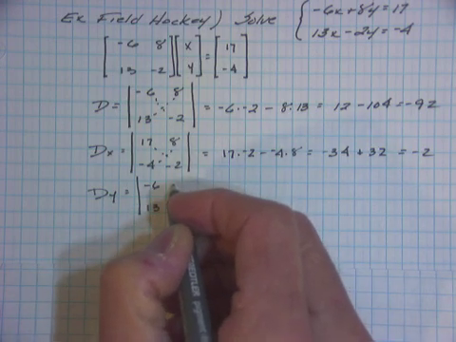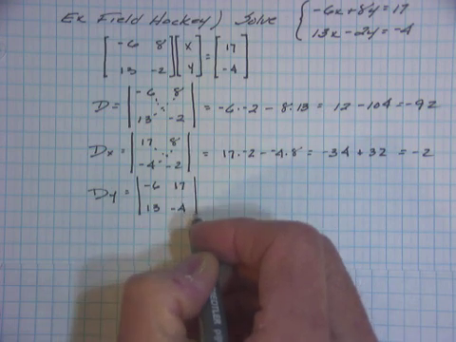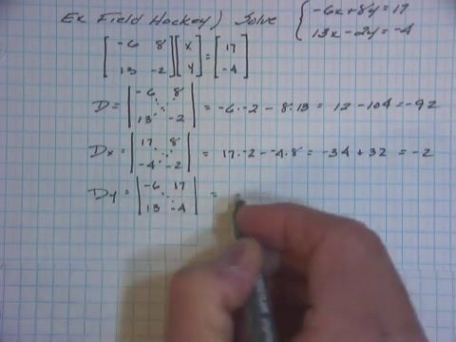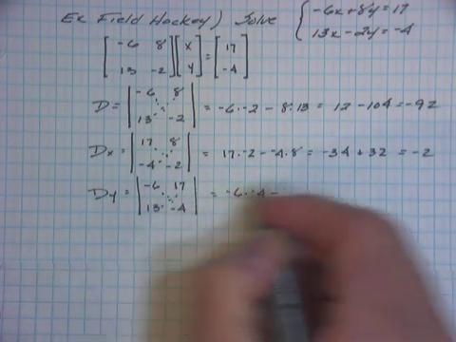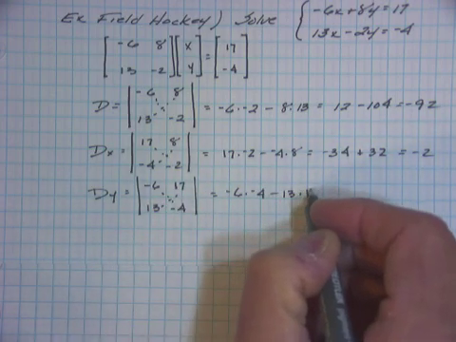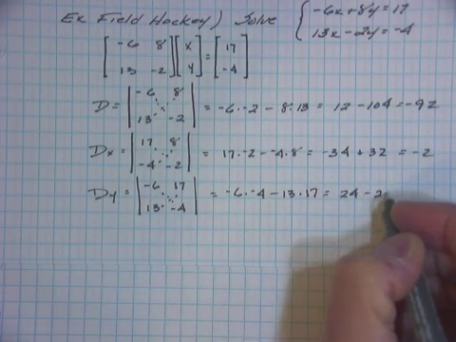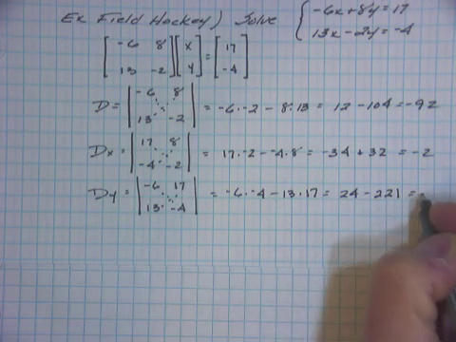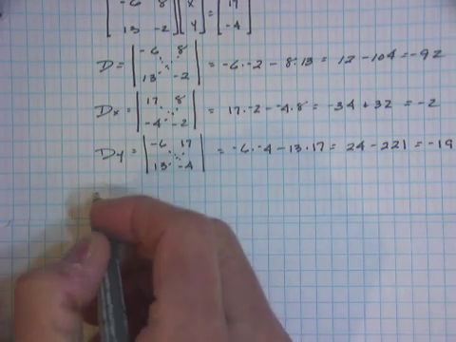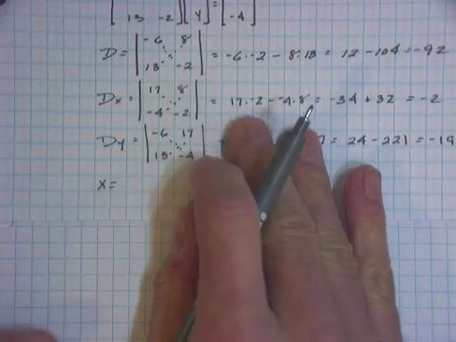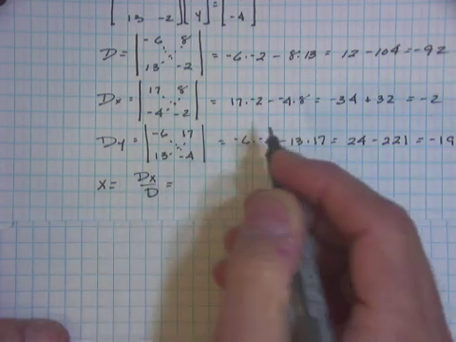And D of y, we put the coefficients of x back in, so negative 6 and 13. Replace the y coefficients with the answer matrix. We've got negative 6 times negative 4 minus 13 times 17, which equals 24 minus 221, which equals negative 197. Okay?